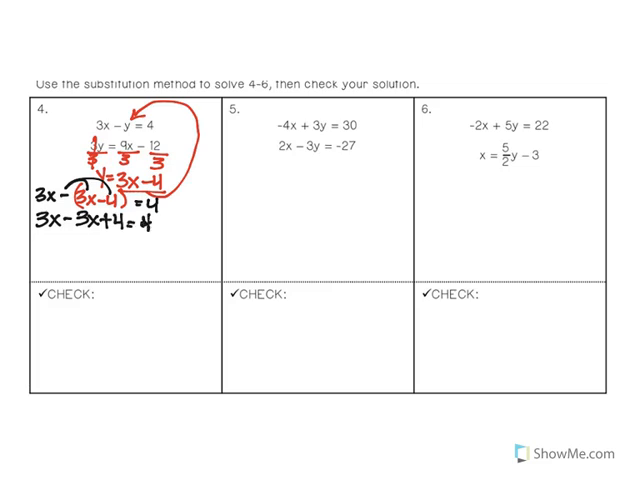If you distribute in, it will get you that correct answer. Now I have 3x minus 3x is 0x, so we don't need to write that down, and I'm left with 4 equals 4. When they are equal on both sides, that lets us know that we have infinite solutions.